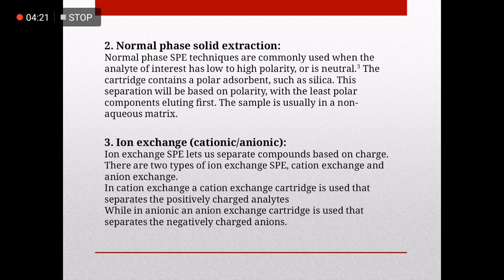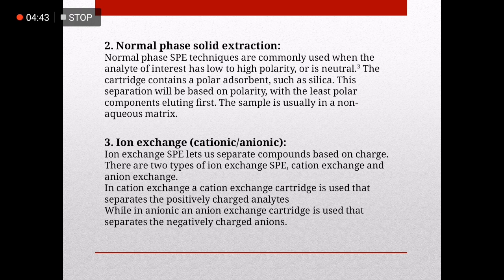The third type of solid phase extraction is ion exchange. In ion exchange solid phase extraction, the analytes are separated from the interferents on the basis of their charge. There are two types of ion exchange solid phase extraction. The first is cationic exchange. In cationic exchange, a cationic cartridge is used.